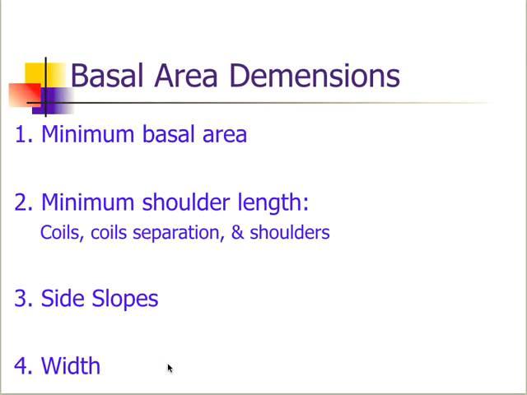Again, there's going to be 4 criteria we need to look at. The minimum basal area required by code. We're also going to look at what I'm referring to as the minimum shoulder length. In our tables, we give this, and it compensates for the coils, the separation between each coil, as well as the additional shoulder setbacks, what I'm referring to. And then we're also going to look at the side slopes. Because we're installing the system primarily above ground or at grade, we're going to have a pile of sand. We need to compensate for the fact that we're going to have a side slope, and that's part of the basal area as well. And then, of course, we'll calculate the width.